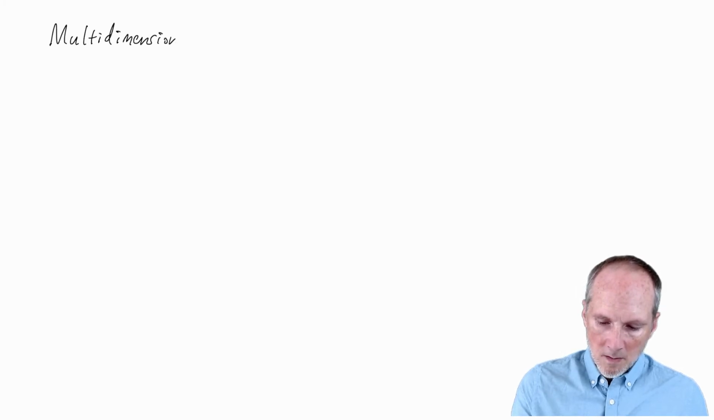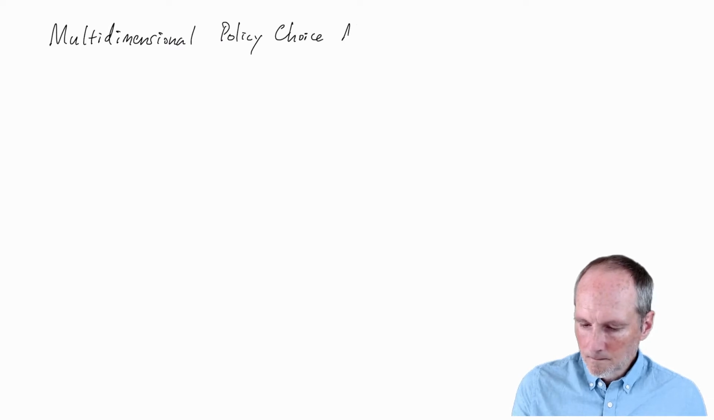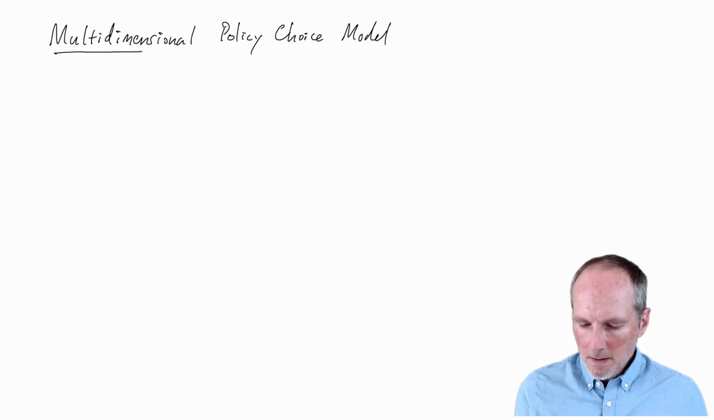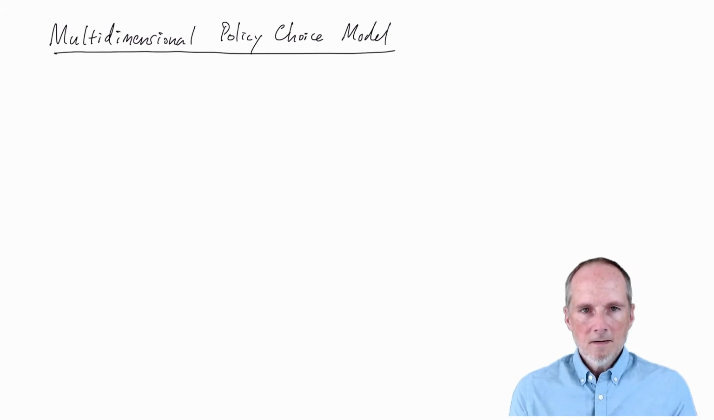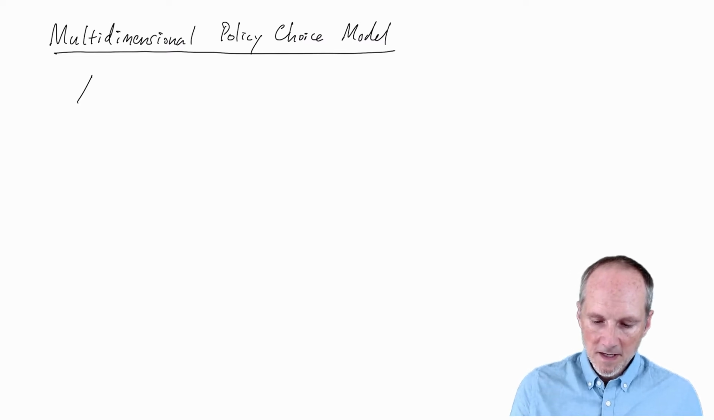Well, there's a standard model for that, and it's in some ways a straightforward generalization of the one-dimensional model. So we're going to be looking at the multidimensional policy choice model. And once again, I'll start by specifying the set of possible choices. We use the notation X.